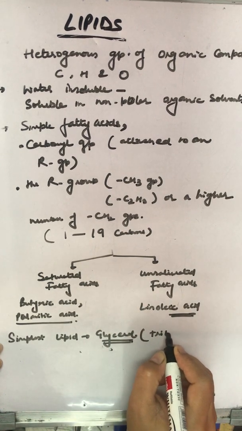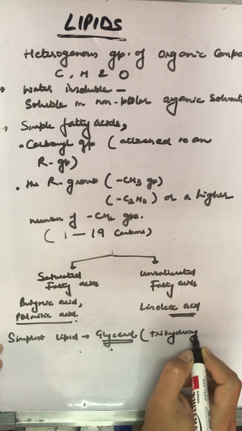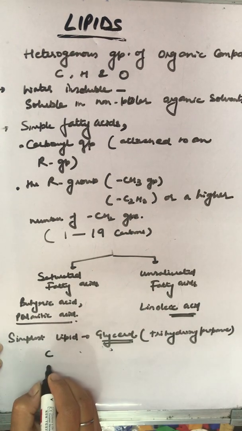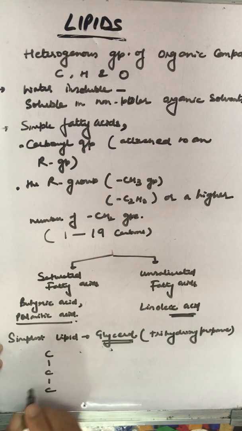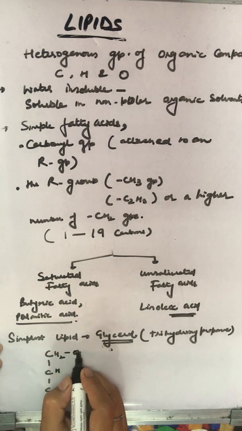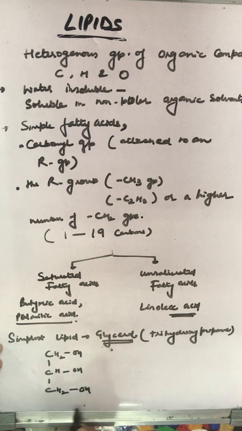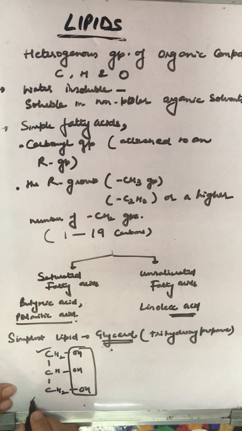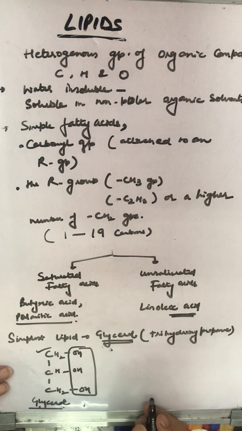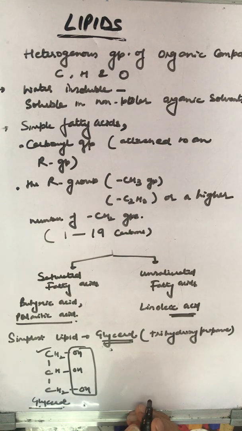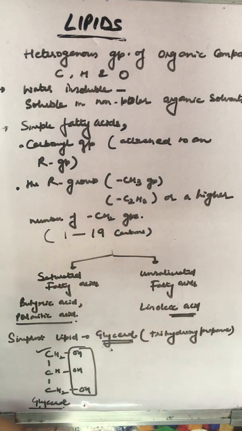Glycerol is trihydroxypropane. Its structure is, this is the propane formula, right? Trihydroxy. Understood? Trihydroxypropane. So we call it glycerol. And a triglyceride is basically formed by the esterification of glycerol with fatty acids.